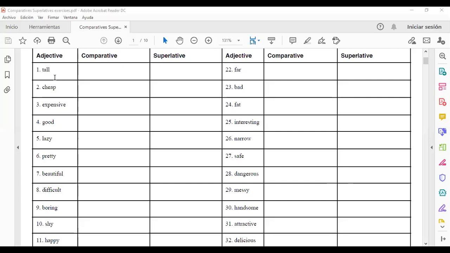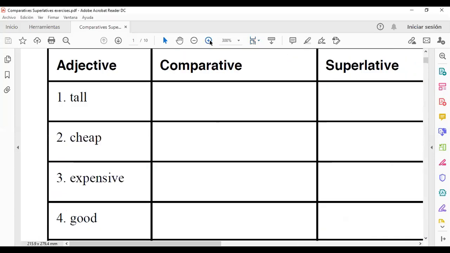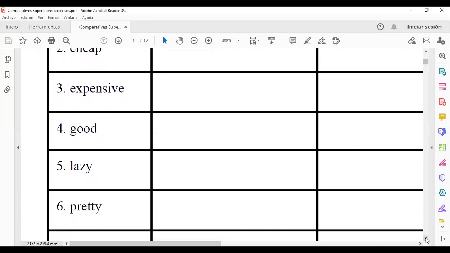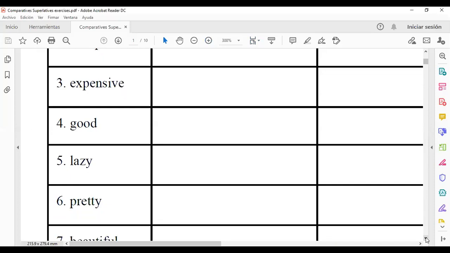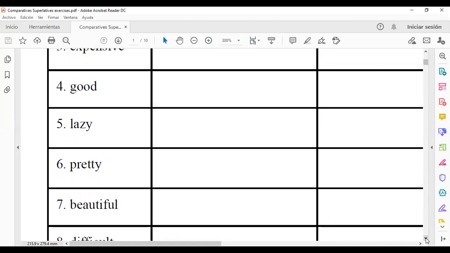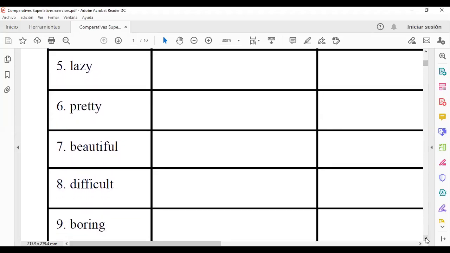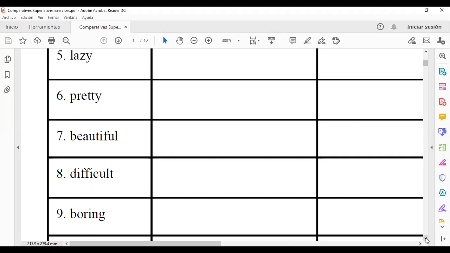So for example, just take a look at this list that I have here about comparative and superlative. So you can see that I have the first one that is tall. How many syllables do you see? One. Okay. Then I have cheap. How many syllables? One. Expensive. Three. Good. Lazy. Two syllables. Pretty. Two syllables. Beautiful. Three syllables. Okay. Difficult. Three. Boring. Two syllables. Okay, so I'm going to say with these adjectives right now. So, lazy. What is the comparative of this adjective going to be? Lazier. And what do I do?